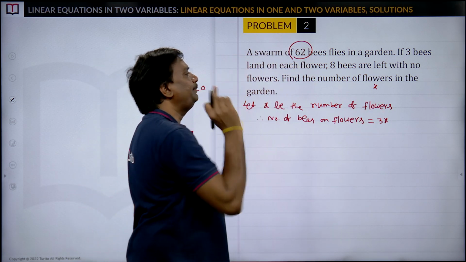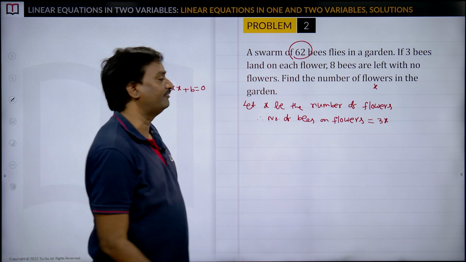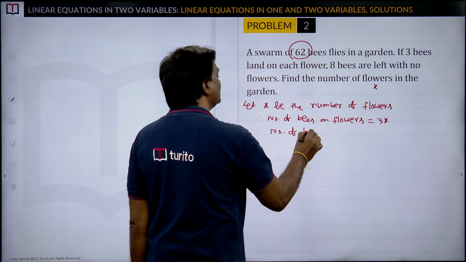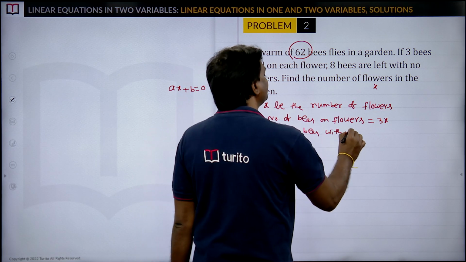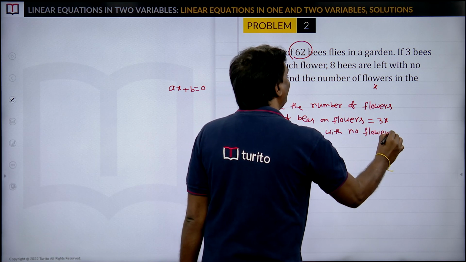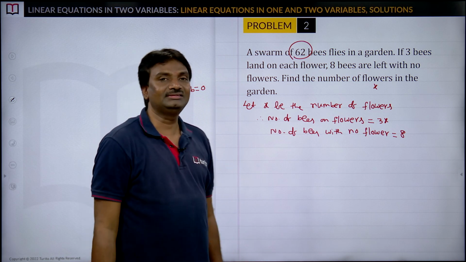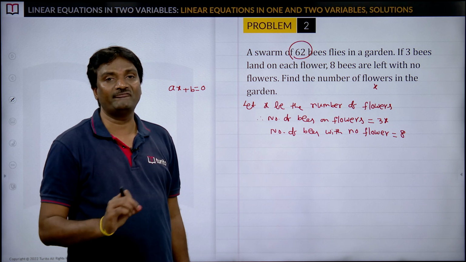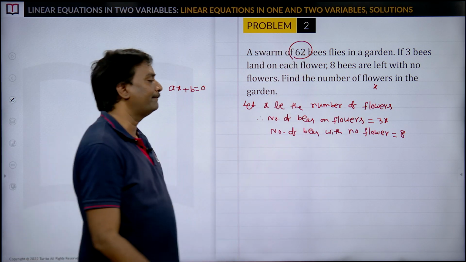Next, 8 bees are left with no flower. Number of bees with no flower equal to 8. So, 3x is the number of bees on the flowers, 8 is the number of bees having no flower. By adding these two, you will get the total number of bees.